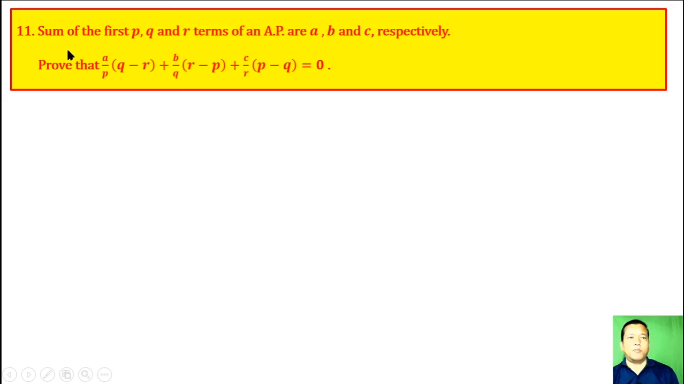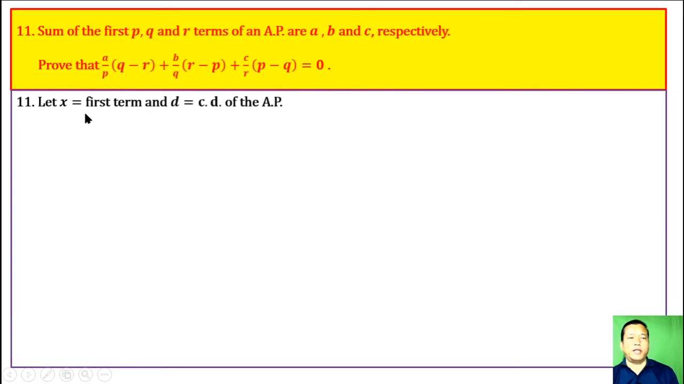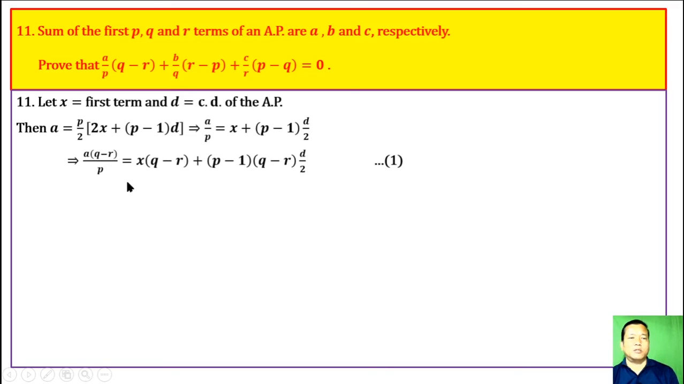Question number 11. The sums of the first P, Q, and R terms of an AP are A, B, and C respectively. Prove that this expression equals 0. Let x equal the first term and D equal the common difference of the AP. Then A is the sum of the first P terms, that is P by 2 times (twice x plus (P minus 1) times D). Dividing on both sides by P, we get this.